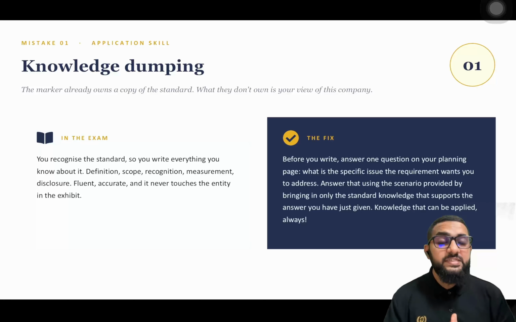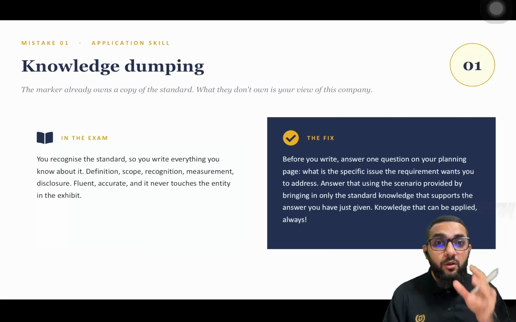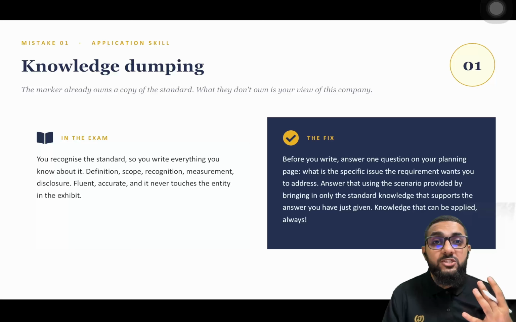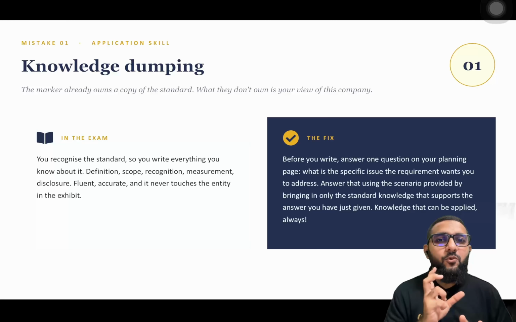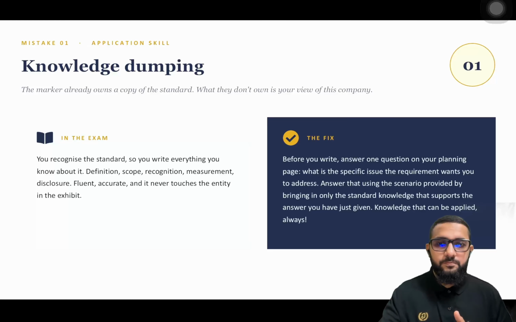The biggest mistake that candidates make is knowledge dumping. Whatever knowledge they have, whatever standard they recall, when they see that standard somewhere in the requirement or somewhere in the exhibit, they go on bringing all the knowledge they know about that standard because they are confident about their knowledge of that standard. And they go on putting everything out there on the paper.